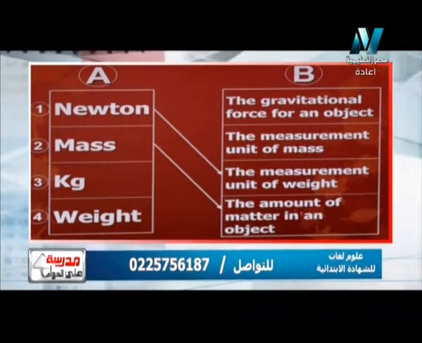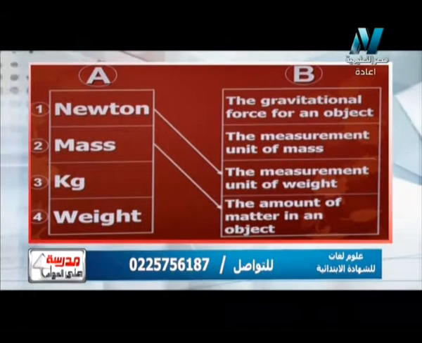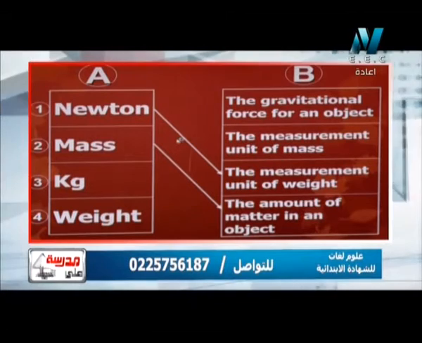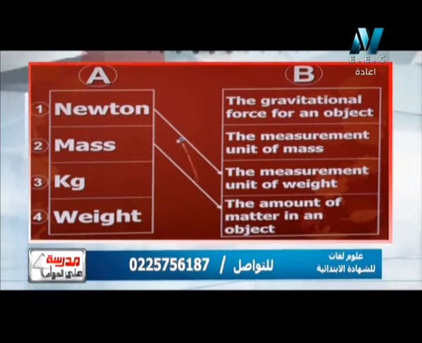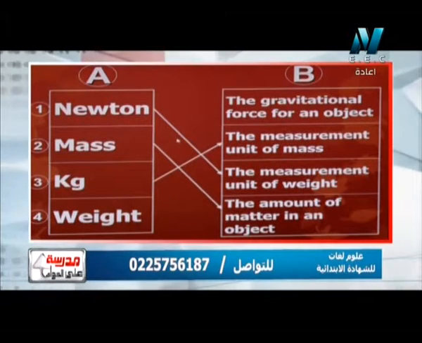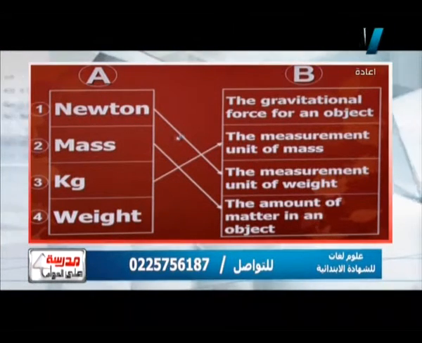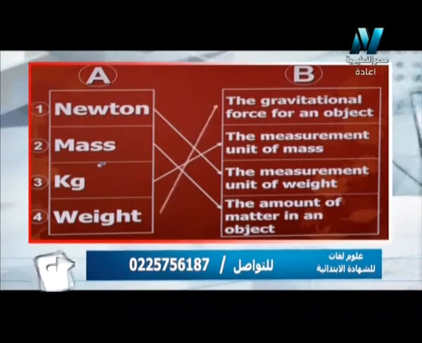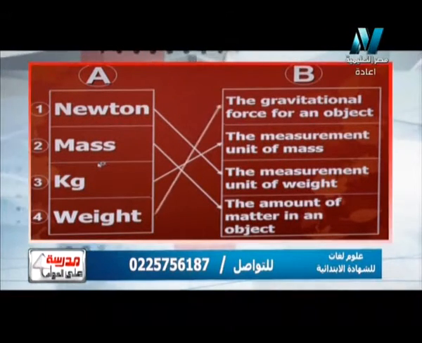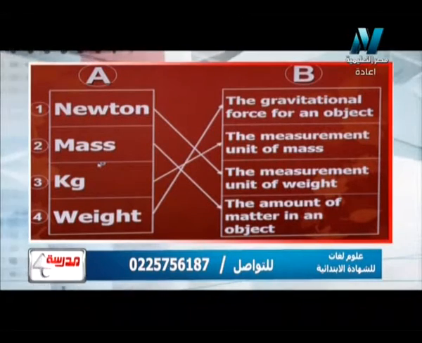Newton is the measurement unit of weight. Mass is the amount of matter in an object. What about kilogram? I think kilogram is the measurement unit of mass. So what about weight? إيه تعريف الويت؟ I think it will be the gravitational force for an object. The gravitational force or the attraction force for an object.